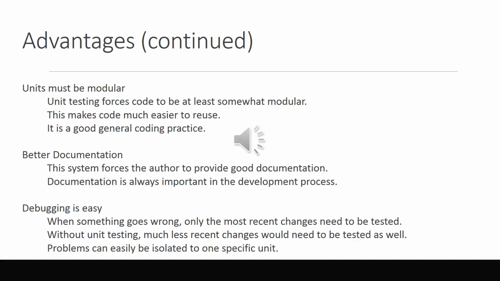Debugging is easy. When something goes wrong, only the most recent changes need to be tested. Without unit testing, sometimes a problem will arise, and it can come from something that you changed a long time ago, and there's really no way of knowing. So unit testing really helps with that. Problems can be easily isolated to one specific unit.